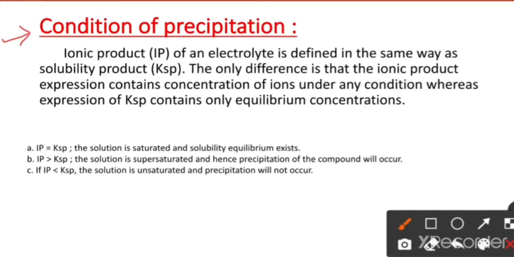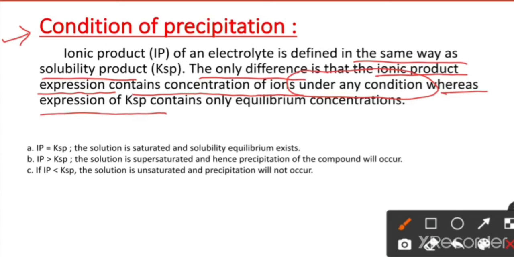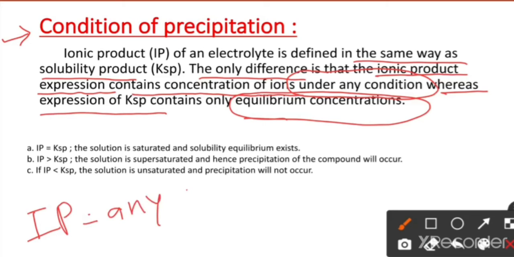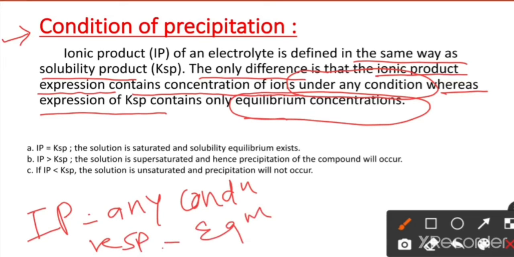Condition for precipitation. Ionic product, IP, of an electrolyte is defined in the same way as the solubility product Ksp. The only difference is the ionic product expression contains concentration of ions under any condition, whereas expression of Ksp contains only equilibrium concentration. IP is for any condition and Ksp is at equilibrium condition.